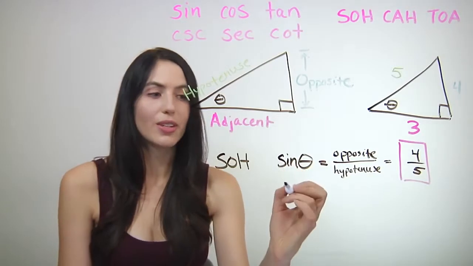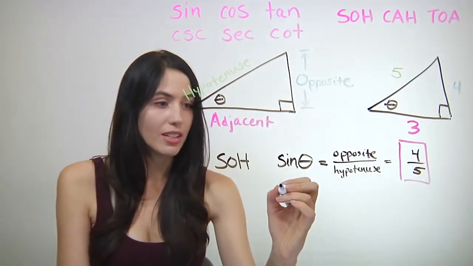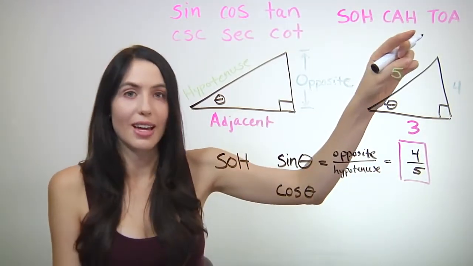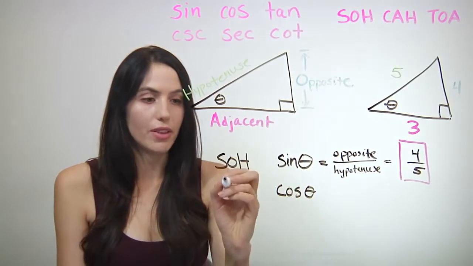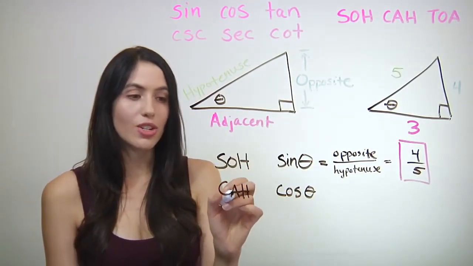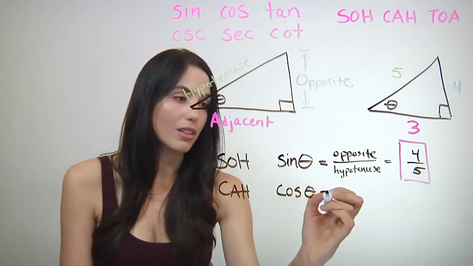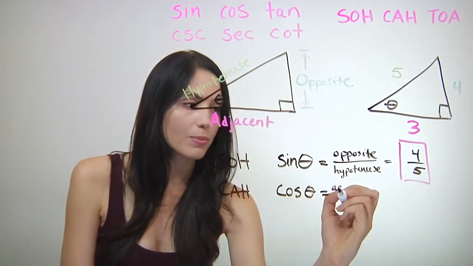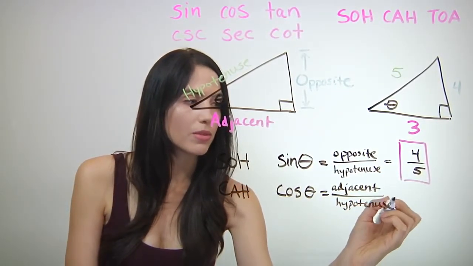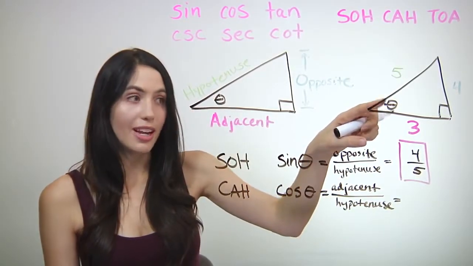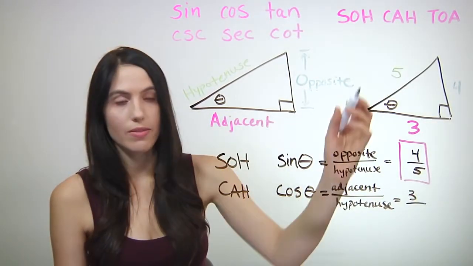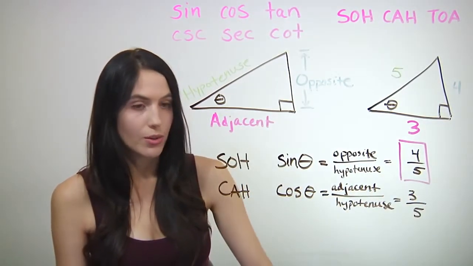In the same way, you can find cosine using your memory trick, the acronym SOHCAHTOA. So cosine is the CAH part of this trick, CAH. And that stands for cosine equals adjacent over hypotenuse. Cosine equals adjacent over hypotenuse. And so in this problem, the adjacent side to theta is 3. And the hypotenuse is again 5. So your cosine value is 3/5.